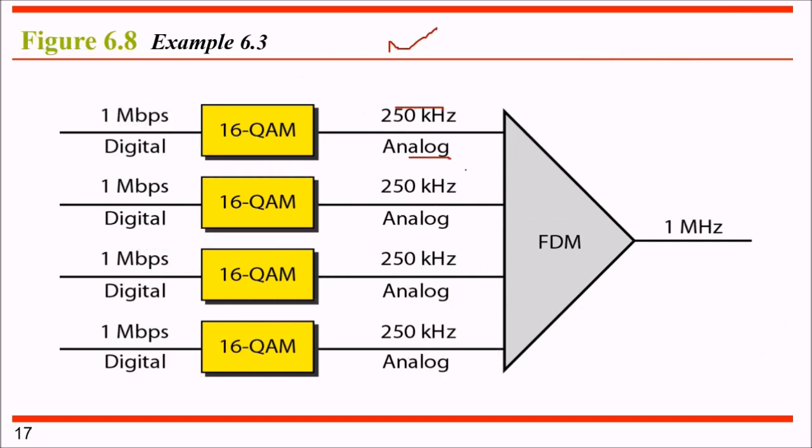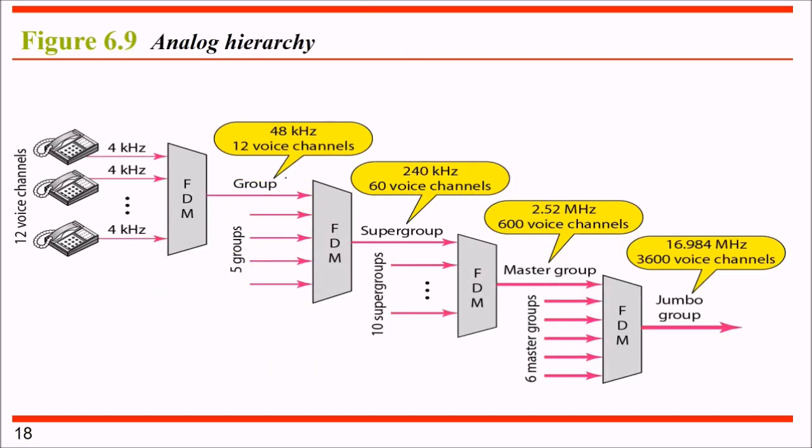These are 250 kilohertz channels, that is a 1 megahertz channel. We divide it into 4 parts, and this is 1 Mbps digital. And now we want to send 4 bits with 16 QAM on each. So we get 1 megahertz.